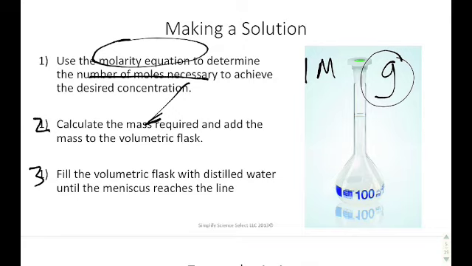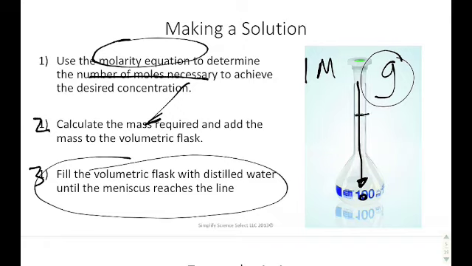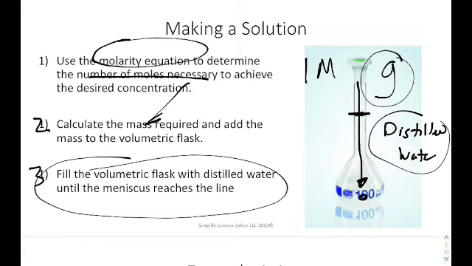It is really important that you put the mass into the volumetric flask before you add the distilled water. You can put a little bit of water in first if you want and then pour the solid in. But then you fill the volumetric flask to the line, which is right here, with distilled water. The reason you have to use distilled water is that distilled water doesn't have the impurities that tap water does. If you're not very careful, you could have a reaction occur with whatever your solute is. So you have to use distilled water and then you fill it to the line.